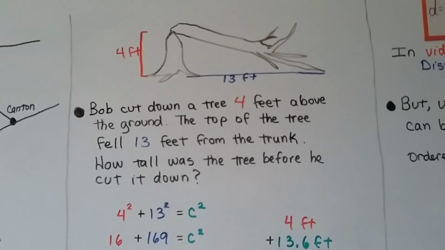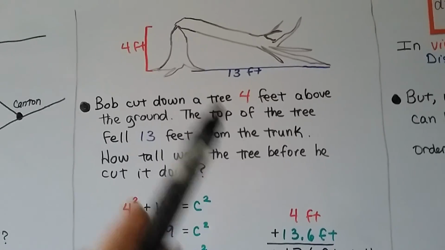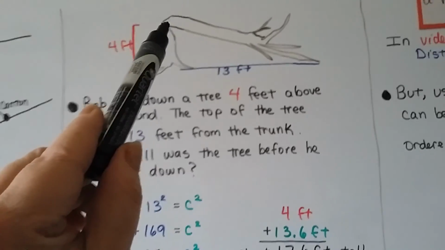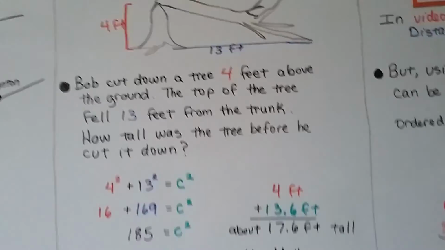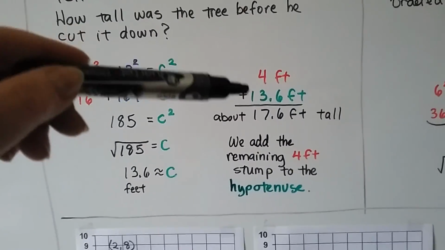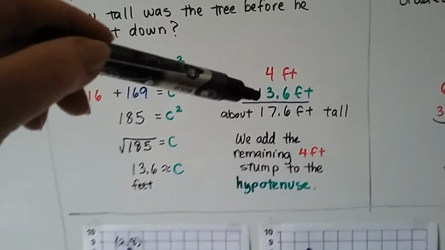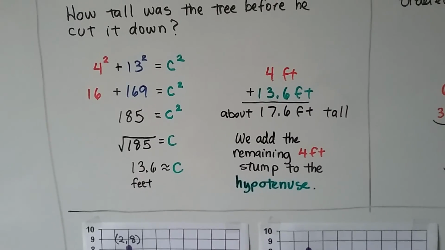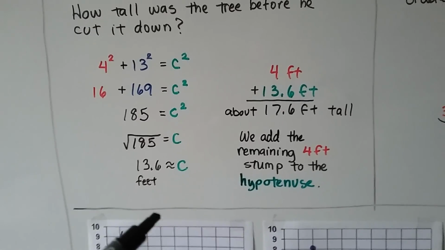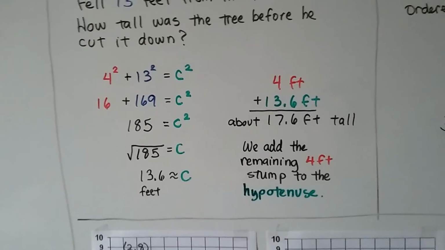It wants to know how tall the tree was before it was cut down. So that's not the height of the tree. The height of the tree is this plus the 4-foot trunk, isn't it? The stump. So we have to add the 4-foot stump with that 13.6 feet, and we get about 17.6 feet tall. We add the remaining 4-foot stump to that hypotenuse, okay?